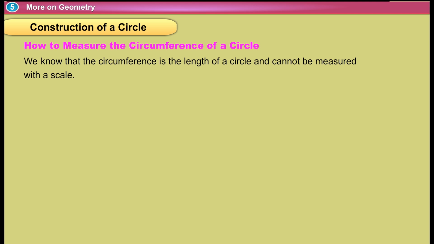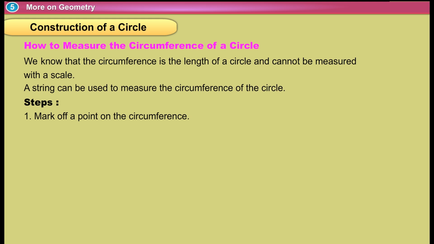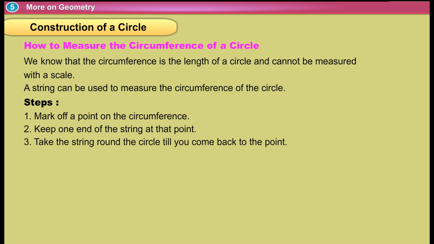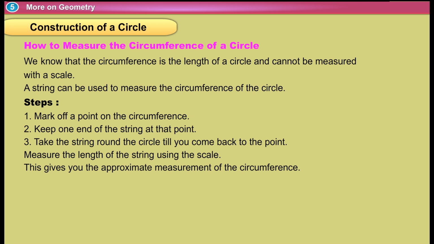How to measure the circumference of a circle? We know that the circumference is the length of a circle and cannot be measured with a scale. A string can be used to measure the circumference of the circle. Steps. 1. Mark off a point on the circumference. 2. Keep one end of the string at that point. 3. Take the string round the circle till you come back to the point. Measure the length of the string using the scale. This gives you the approximate measurement of the circumference.